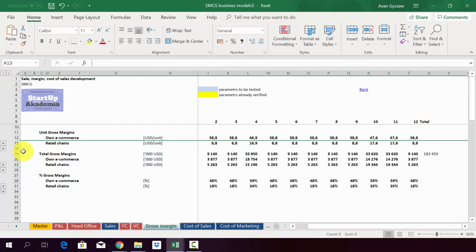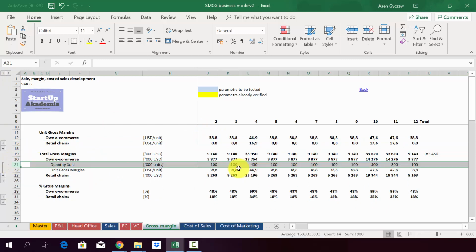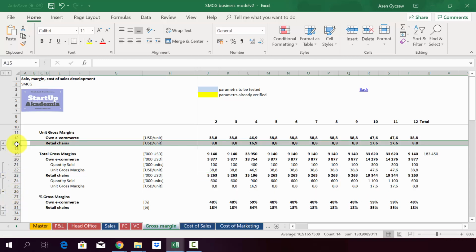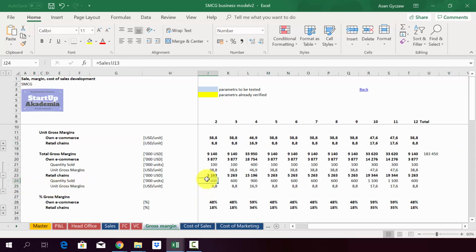Now, the total gross margin is simply a calculation of two things. The quantity sold, again from the sales sheet, as you can see here in the address, and then the unit gross margin that we have just calculated. So for the own e-commerce, we take it from row 12, and for retail chains, we're going to be taking it from row 15. So row 15 is the basis for what we've got in row 25. So we simply multiply the quantity by the unit gross margin. And in this way, we get the gross margin.